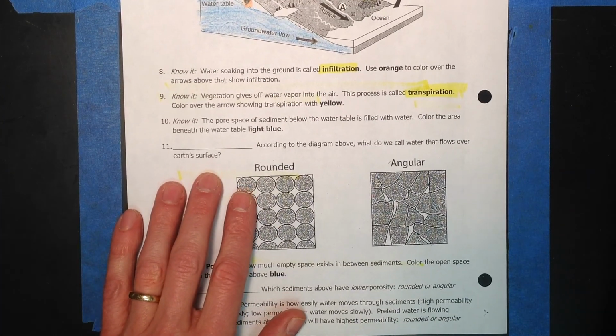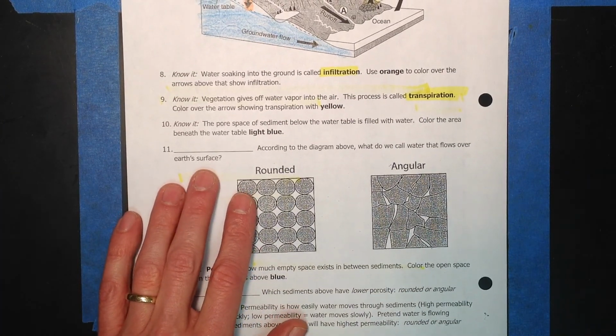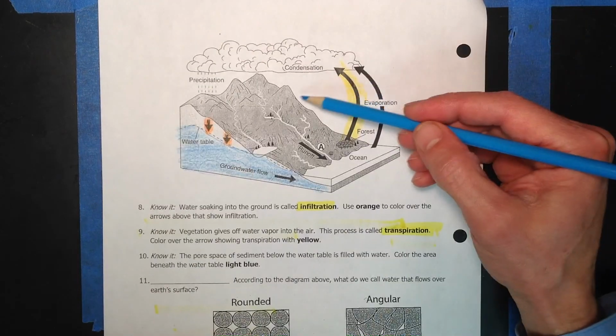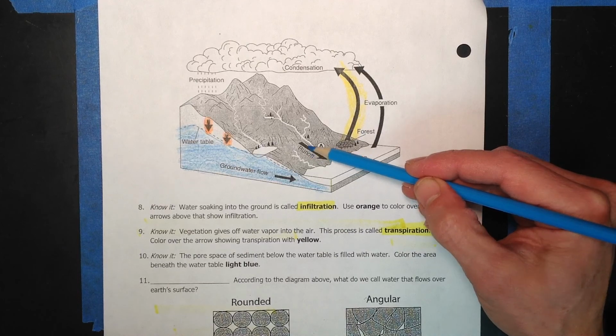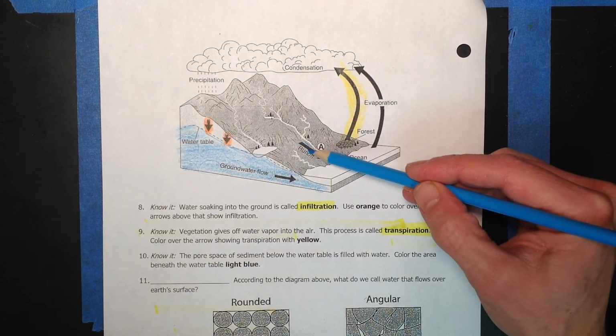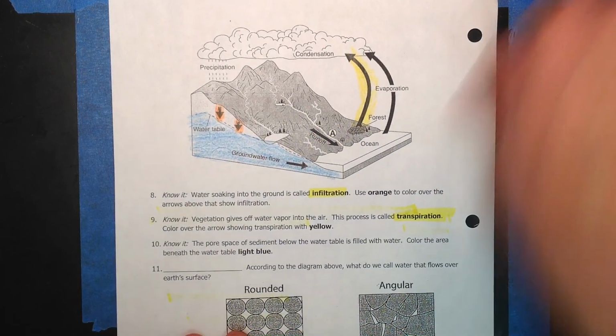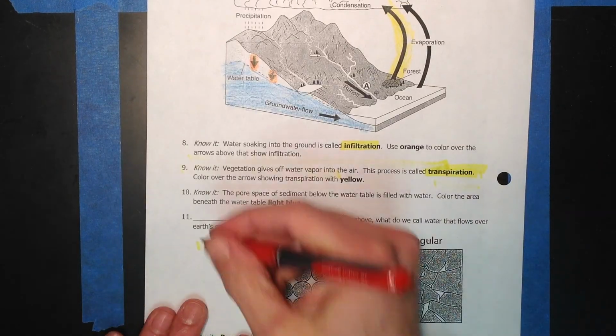11. According to the diagram above, what do we call water that flows over Earth's surface? This would be like rain hitting the ground and flowing downhill into the ocean. See the arrow there? That's what we're referring to. That answer is runoff.